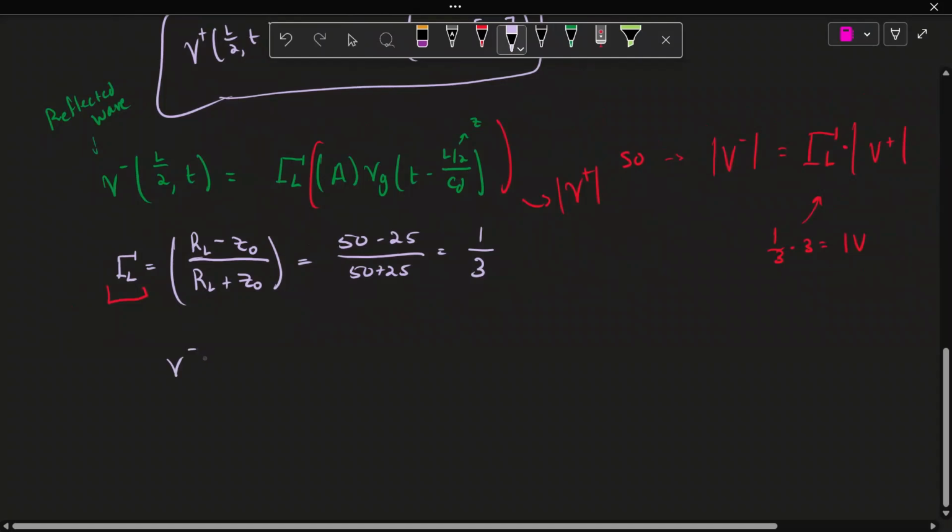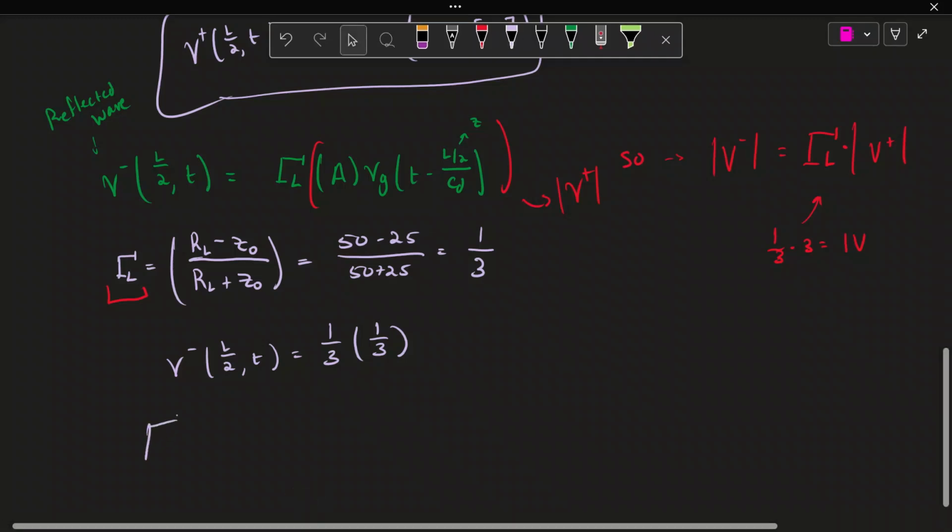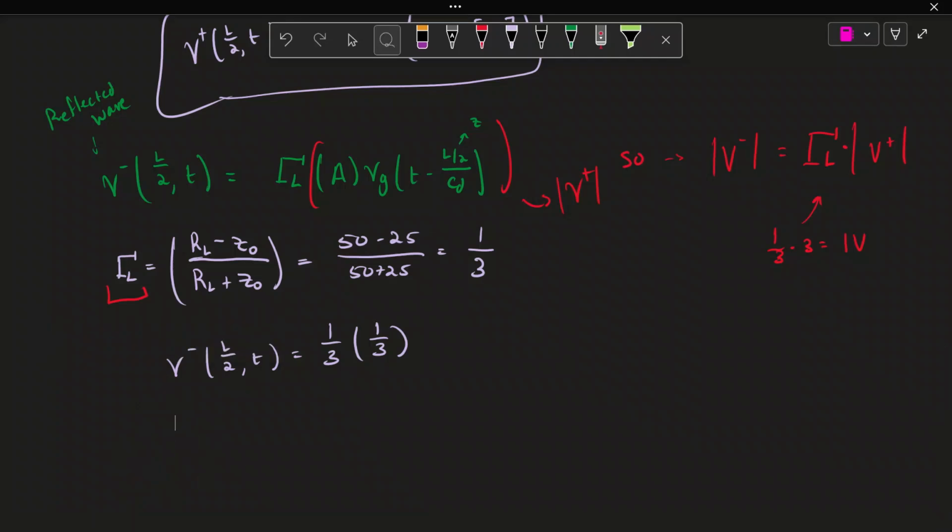So V minus of L over 2 T is going to be equal to what? 1/3 times A, 1/3. A does not change, by the way. A will stay the same, and our reflection coefficient at the load will stay the same. Eventually, you're going to see this thing called the reflection coefficient at the source, denoted by G. I know y'all have seen this, but it will not change.